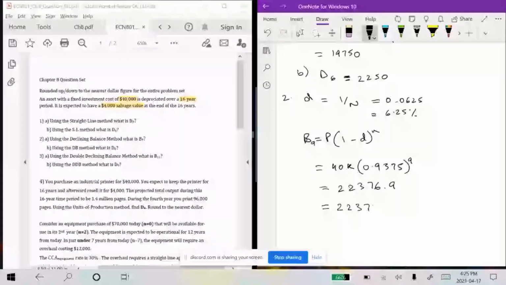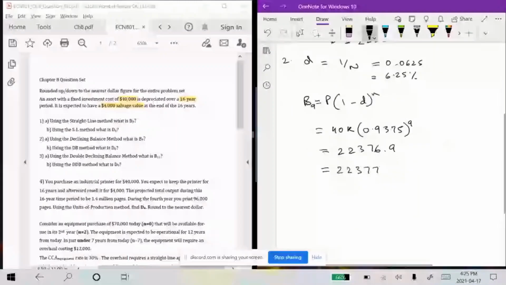That's basically it. Then I'll just solve the third one, and then you can ask me if you have any questions. In the third one, the double declining method, d gets changed to 2 by n instead of 1 by n. There's a triple declining method too, and in that it's just 3 by n. So in this one, it will be 0.125, which would be 12.5%.